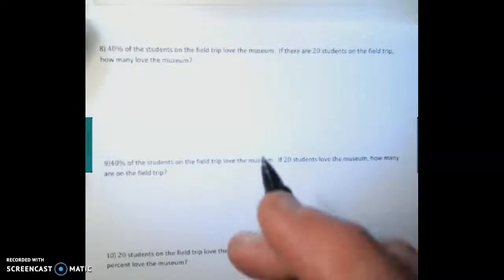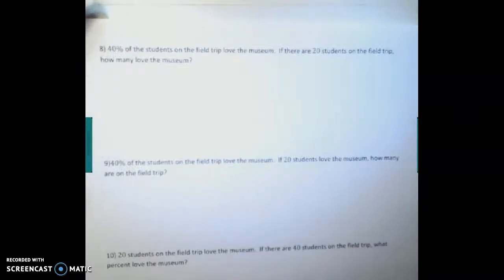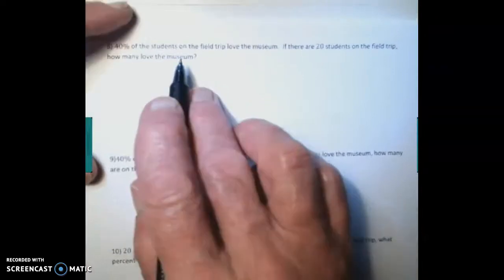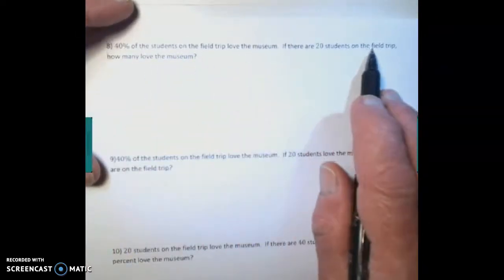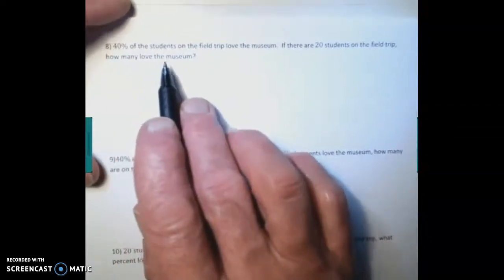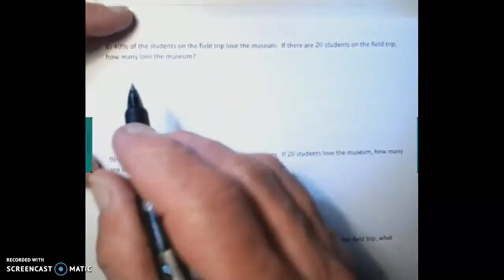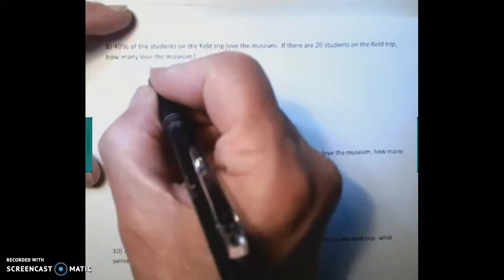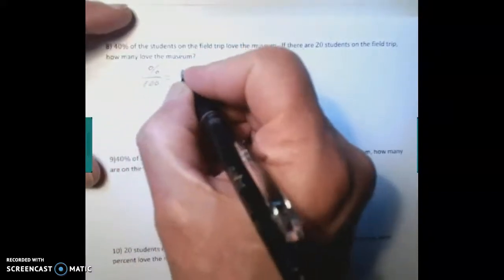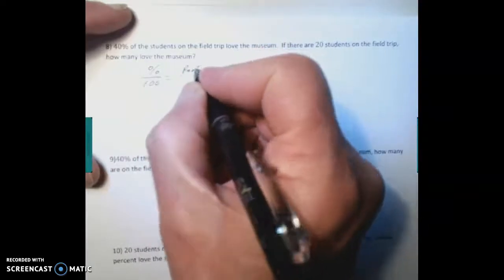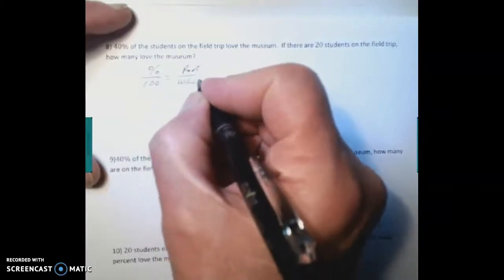Okay, Unit 6 Test Study Guide, question number 8. 40% of the students on the field trip love the museum. If there are 20 students on the field trip, how many love the museum? Okay, we are going to set up the percent proportion, so it's going to be percent over 100 is equal to the part over the whole.